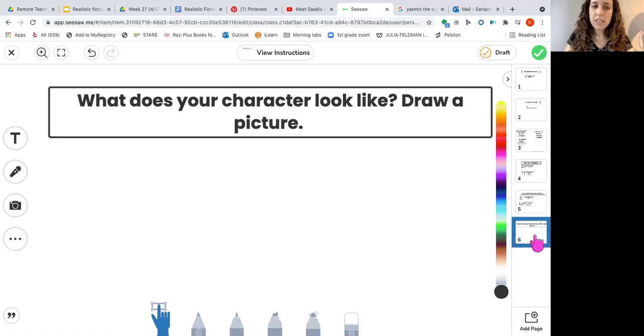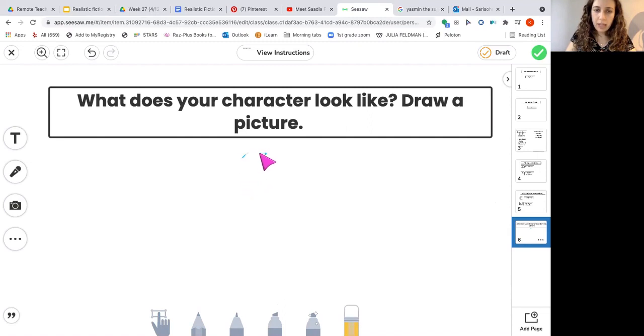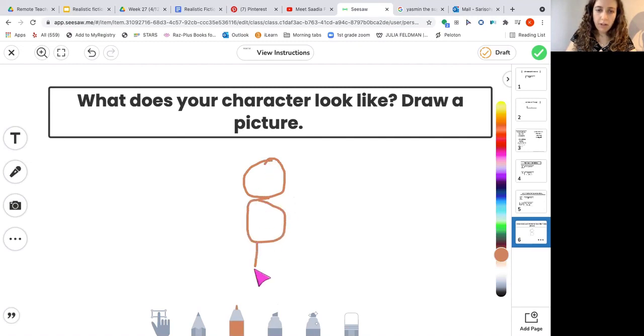Okay. And on this last page, what does your character look like? Draw a picture. I would draw a picture of my character. Well, let's see. I'm going to try to find a color that matches my skin tone. I think I'm going to make my character have the same skin color as me. So let me erase that. And drawing my character. I'm not sure if this is closest to my skin color, but I'm trying.